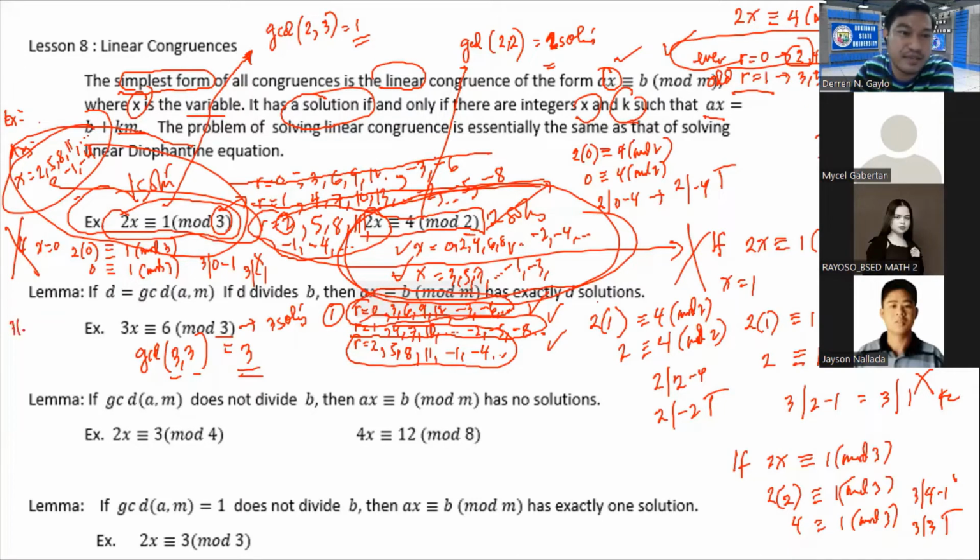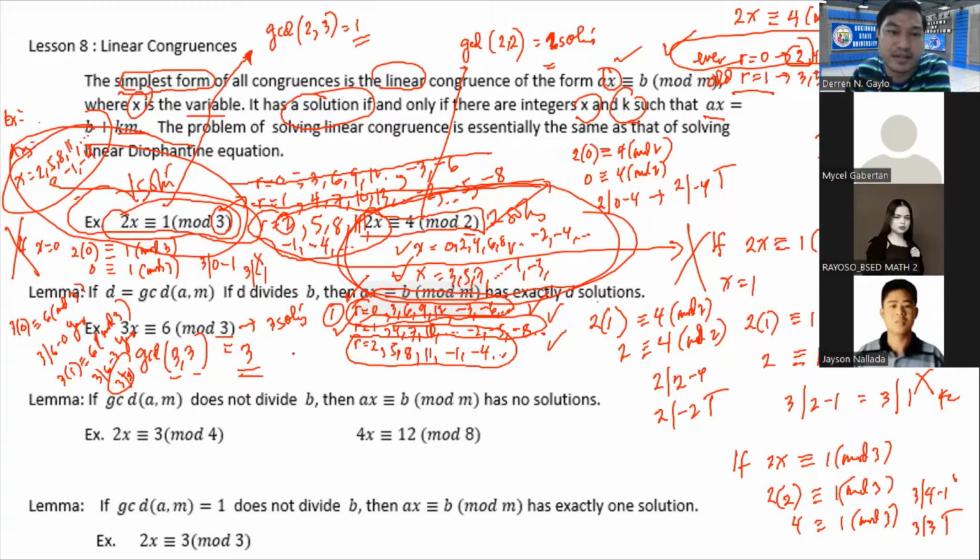If 3 times 0 is congruent to 6 modulo 3, will 3 divide 6 minus 0? Yes. So it is true for r equals 0. That is one solution. Second, if x is equal to 1, 3 times 1 is congruent to 6 modulo 3. Is it true that 3 divides 6 minus 3? Yes, because 3 divides 3. So it is true for r equals 1.